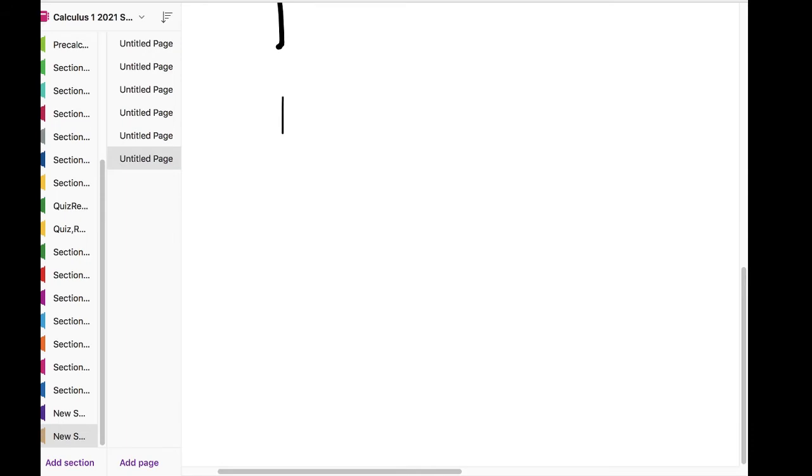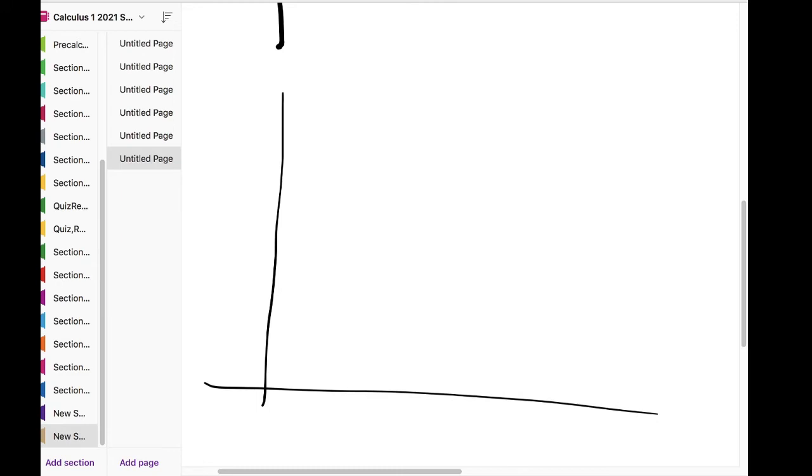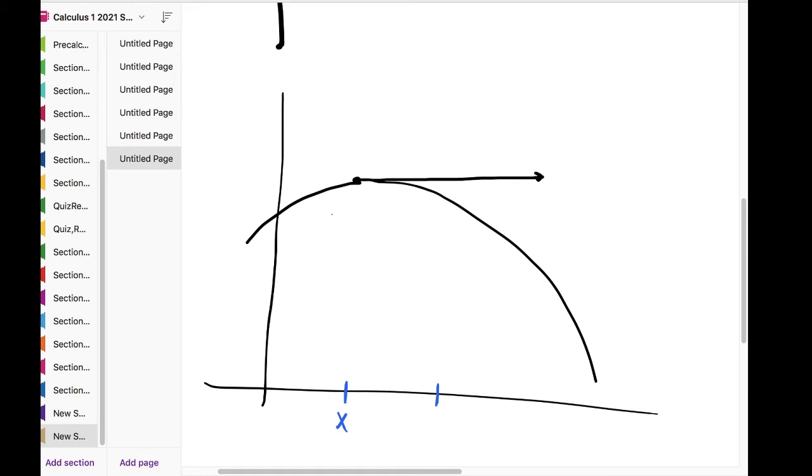Okay, so what can we do? Let's do, so given a tangent line at x, and let's look at some deviation away from x.